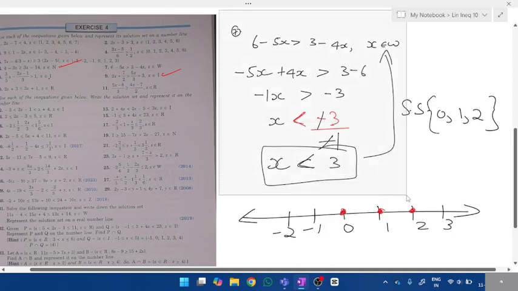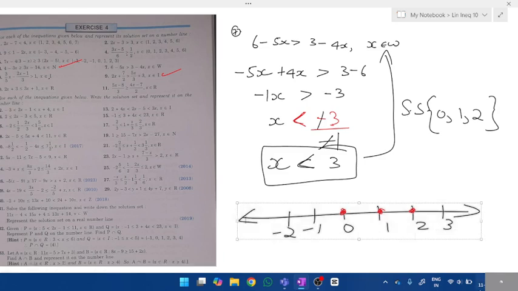So the solution, look here, you solve it. After solving, we got x is less than 3. Second step, solution set, SS. SS stands for solution set: 0, 1, 2. And it is whole number. For whole number, it is restricted, only 0, 1, 2, students. Don't put any dots. Draw the number line.